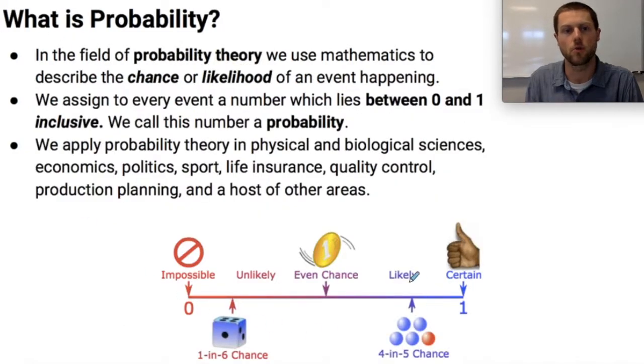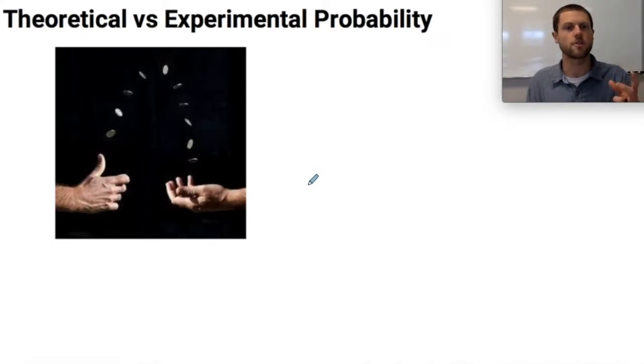And in general, we have this 0 to 1 span of events and their likelihood of occurring. We said 0 is an impossible event, 1 is a certain event, 50-50 is an even chance like a coin toss. And then you basically have the spectrum of unlikely to likely events. So let's talk first about the difference between theoretical and experimental probability. Those are actually two different things.